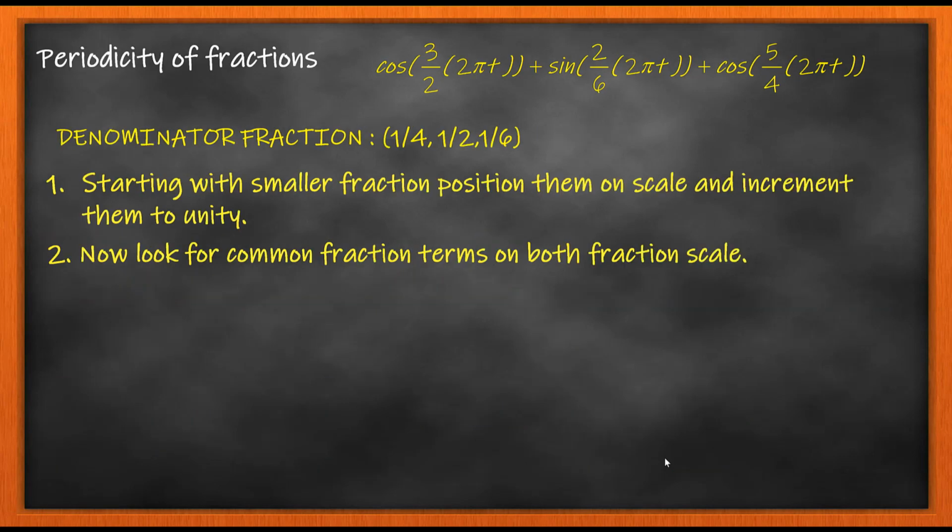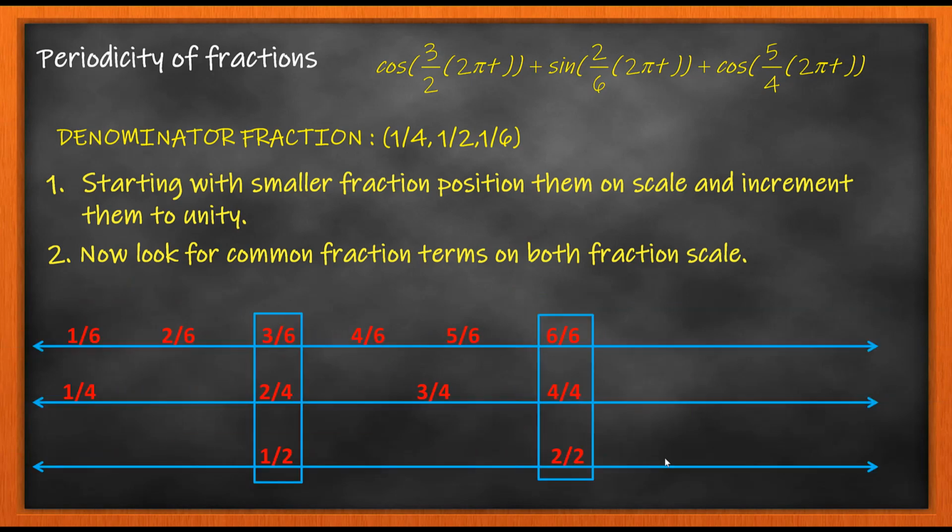Let's come to the fractions. The fractions go the same way. We write the three fractions in this manner. 1 by 6 goes 1 by 6, 2 by 6, 3 by 6, 4 by 6, 5 by 6, 1. Then 1 by 4, 2 by 4, 3 by 4, 4 by 4, and 1 by 2 and 2 by 2. Look at how many matching terms there are on all three. We have two places: 3 by 6 is equal to 1 by 2, 2 by 4 is equal to 1 by 2, and 1 by 2 equal to 1 by 2. And 6 by 6 is equal to 1, 4 by 4 is equal to 1, and 2 by 2 is equal to 1.